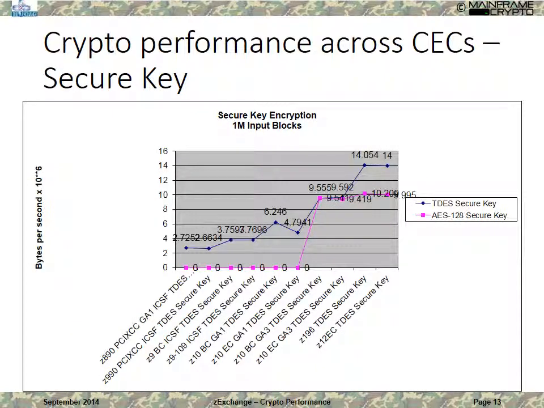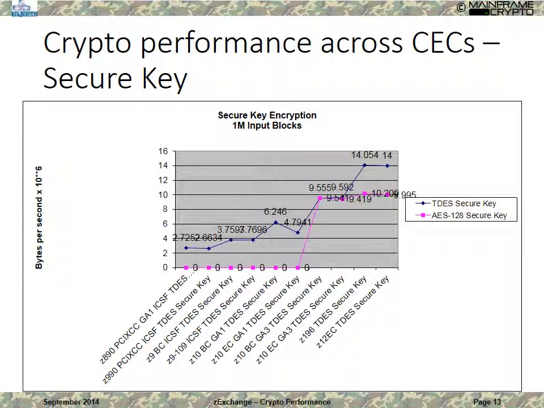And this is the same chart, but focusing on the secure key technology, the Crypto Express, and going way back, the PCIXCC cards. For AES encryption, AES secure key support was introduced on the z10 GA3, and that first machine could do 9.54 times 10 to the 6 bytes per second. Performance is a little bit better today on the EC12.